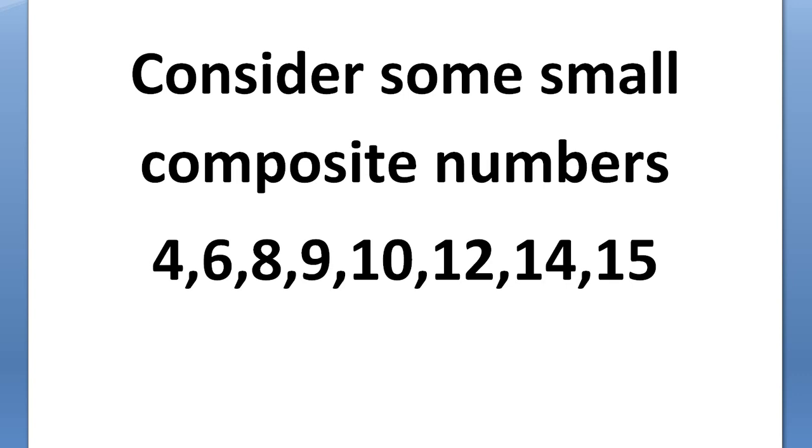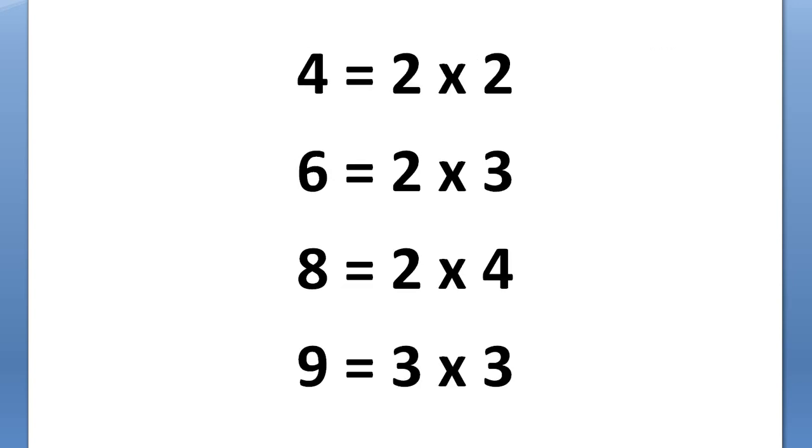So let's consider some small composite numbers: 4, 6, 8, 9, 10, 12, 14, 15. Let's factorize them. So there's 4, 6, 8 and 9. I've written some factors of them. I've not included 1 in the number itself because they're trivial. We want to look at other factors to show that they're composite. So these numbers are all composite because, as you can see, they are composed of factors that are not 1 or themselves. So 6 can be written as 1 times 6, but it can also be written as 2 times 3, and 2 and 3 are not equal to 1 or 6, so 6 is composite, and that works for 4, 8 and 9 as well.